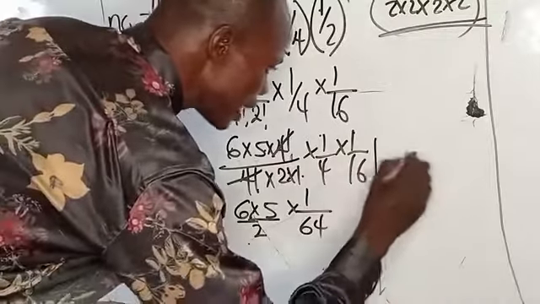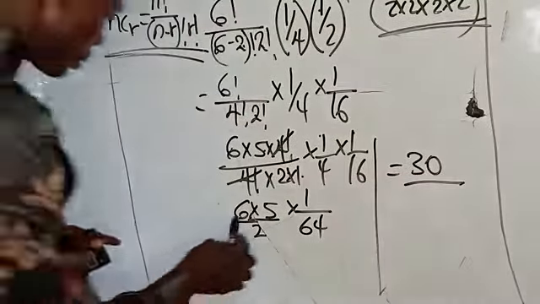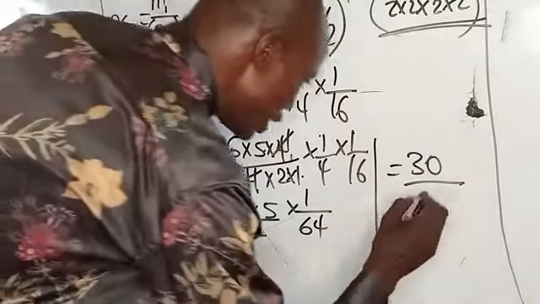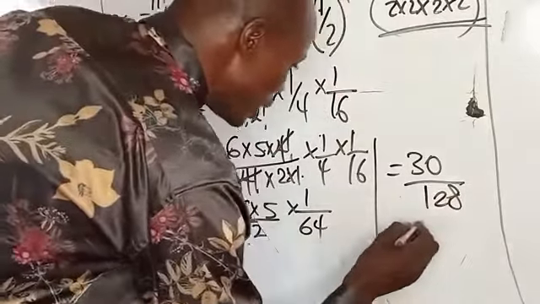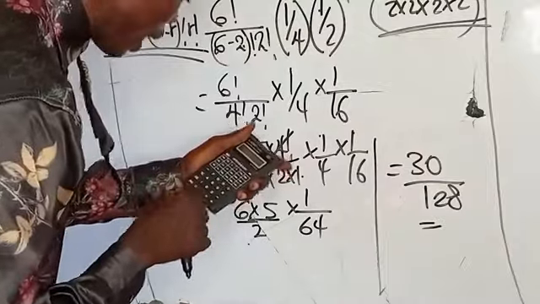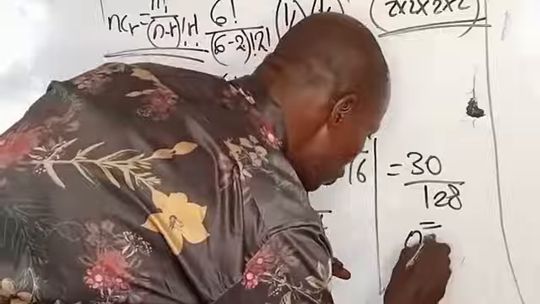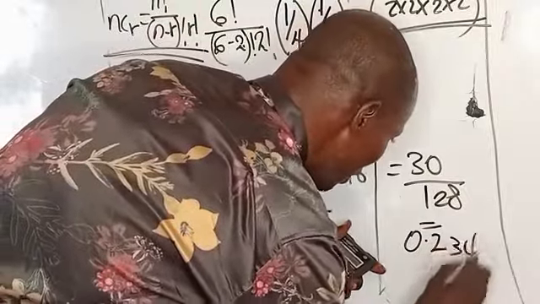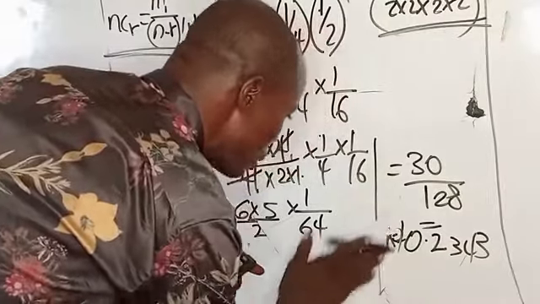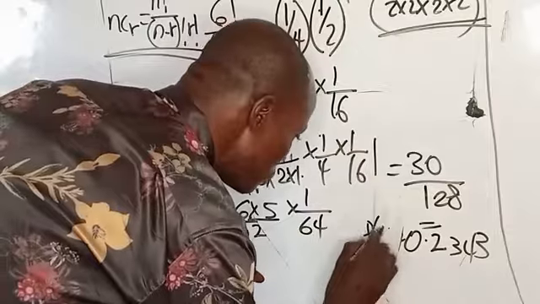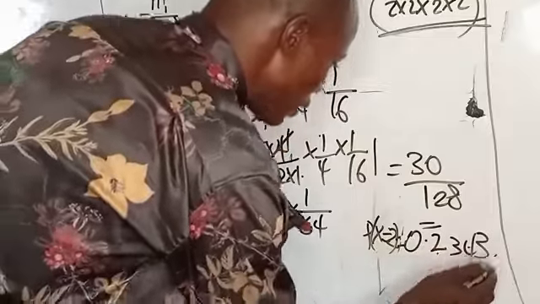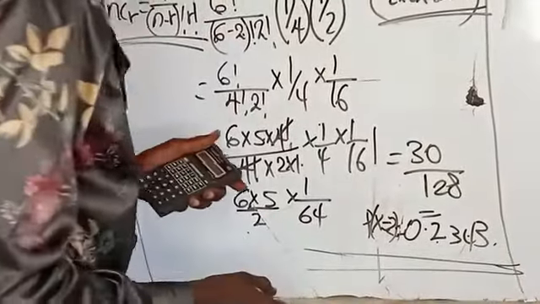So we have 6 times 5, 30, over 2 times 64, which is 128. 30 divided by 128 gives us 0.2343. That is the probability of having exactly 2 heads. The probability of having exactly 2 heads equals 0.2343. That is the solution to example 1.